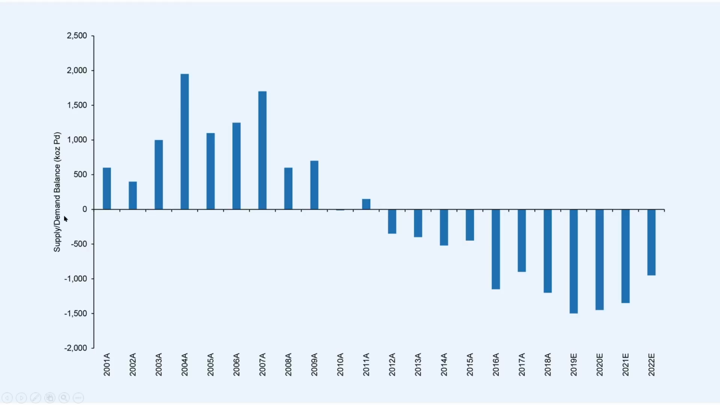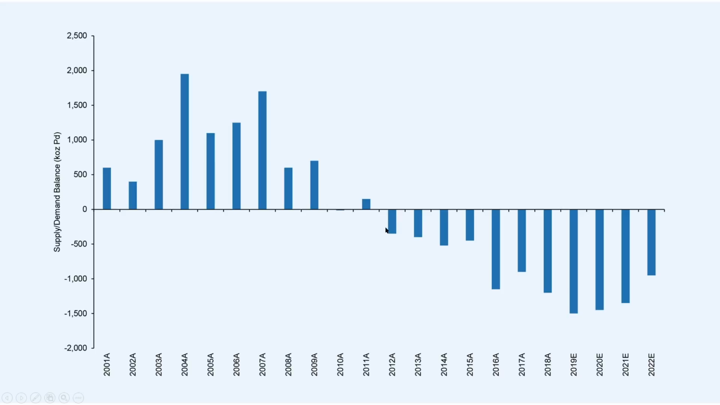This is a supply-demand balance in 1,000 ounces of palladium. And I just want to show you something here. This is the surplus all the way up to about 2009. And I want to show you that markets are a little bit forward looking. We've got basically a balanced market in 2010, 2011, and then we went into a pretty large deficit on the right-hand side here, starting in 2012.